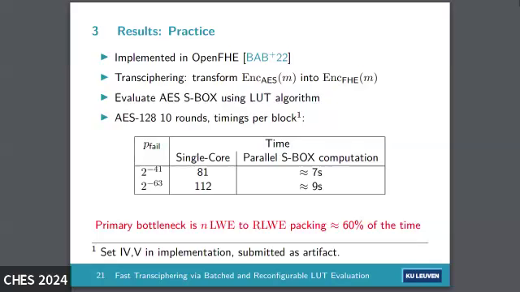And this is something I mentioned earlier. The primary bottleneck is no longer the blind rotations themselves, but the repeated packing you need. So often we go between LWE samples and ring LWE samples. In practice, this is the bottleneck.